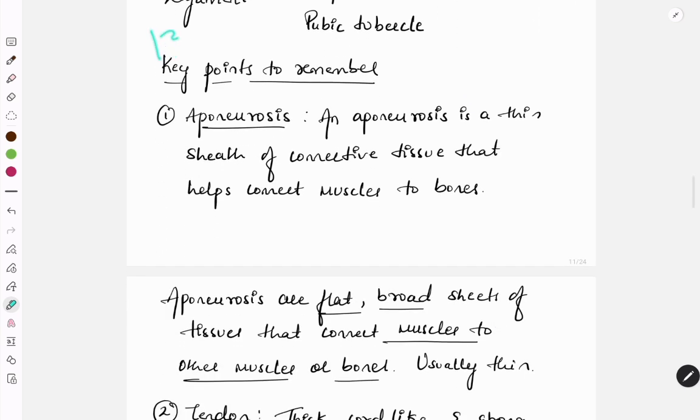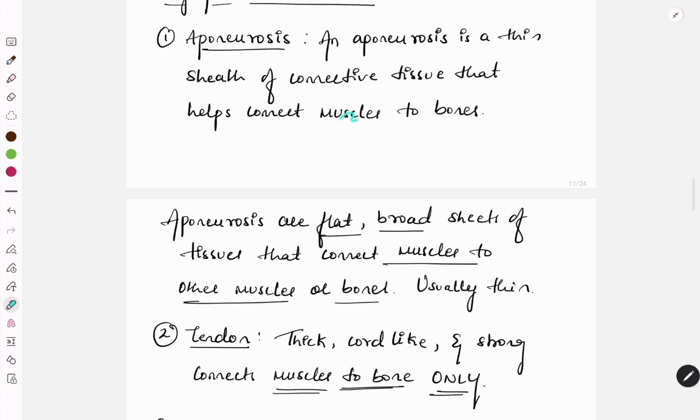So these are some key points to remember if any of you have any confusion about the difference between aponeurosis, fascia, tendons, and ligaments. So I'm just telling you guys this over here. What is aponeurosis? Aponeurosis is a thin sheet of connective tissue that helps connect muscles to bones. It helps to connect muscles to bones or muscles to muscles also. It does both, and these are thin sheets of connective tissue. They are flat, broad sheets of tissue that connect muscle to other muscles or to bones, and they're usually thin. So this is aponeurosis.